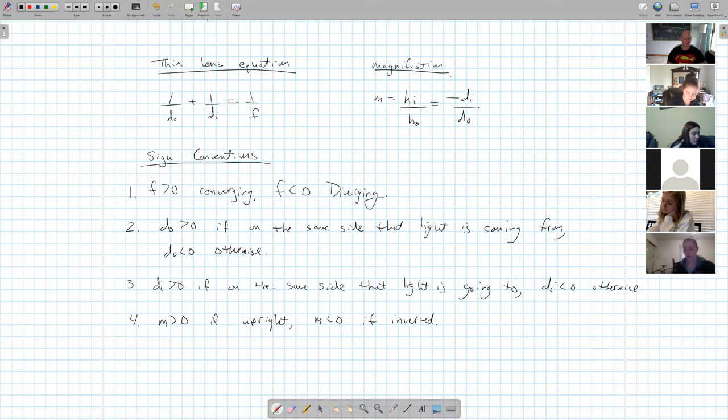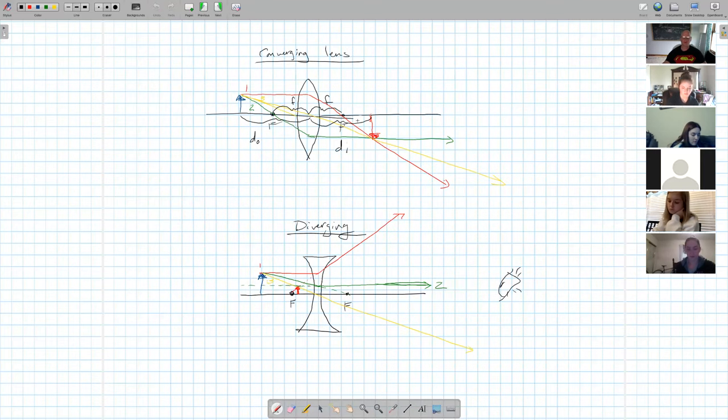Good. So let's talk about some of these things. Let's go back to our pictures here. First things first, here this object distance is positive. This is positive because this is on the same side the light is coming from. In this case, the light is moving from left to right. So this is a positive object distance. This is also a positive image distance because the light is continuing to move through the lens via refraction. So in this case, it's still moving from left to right, on the same side at which the light is going to. So this is a positive image distance. This would be a negative magnification because this is inverted.